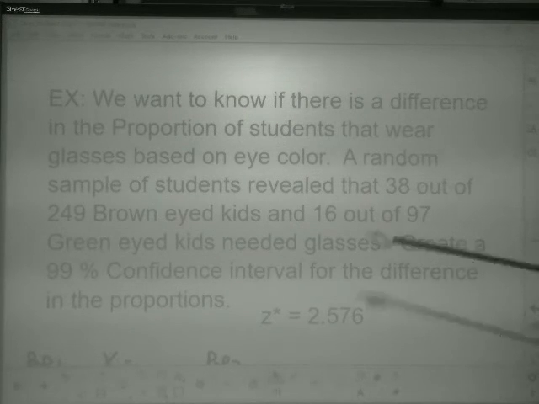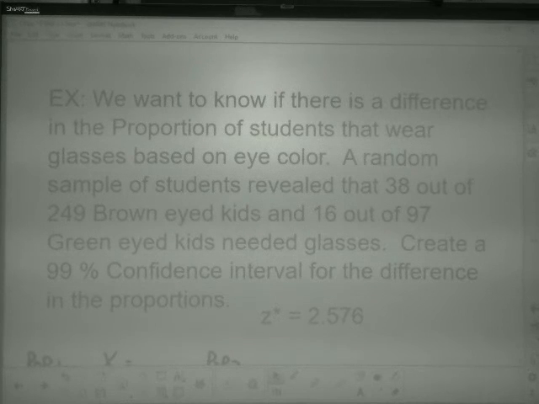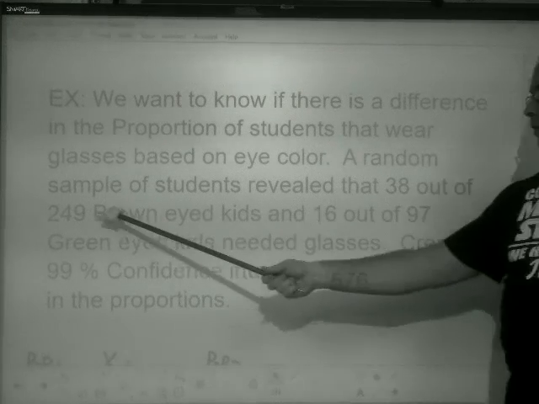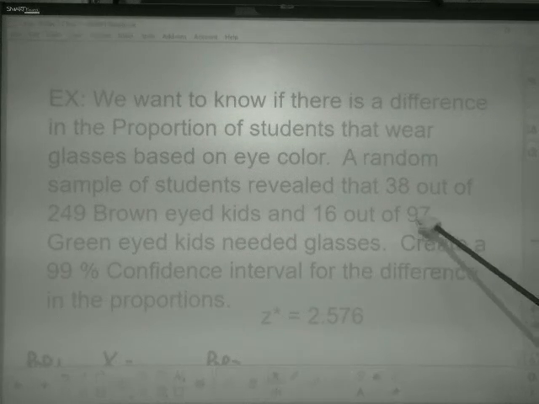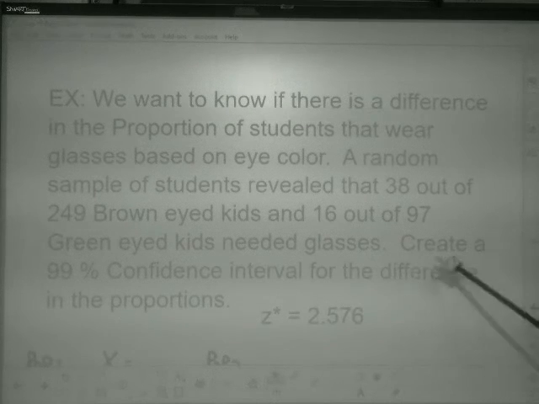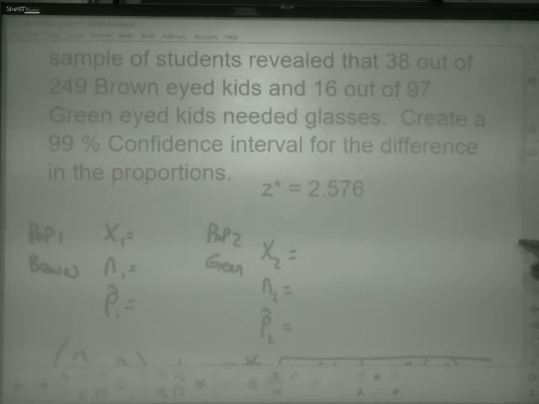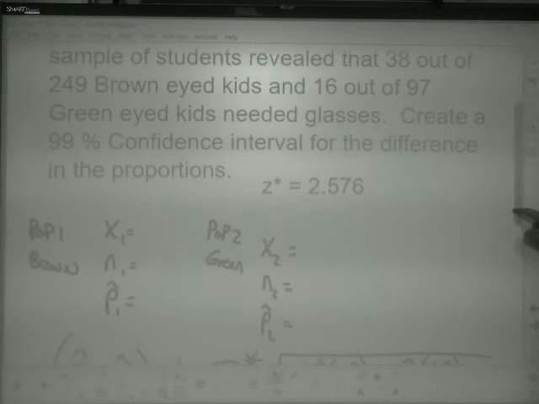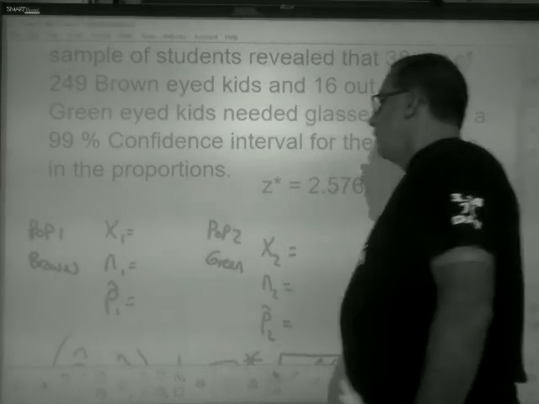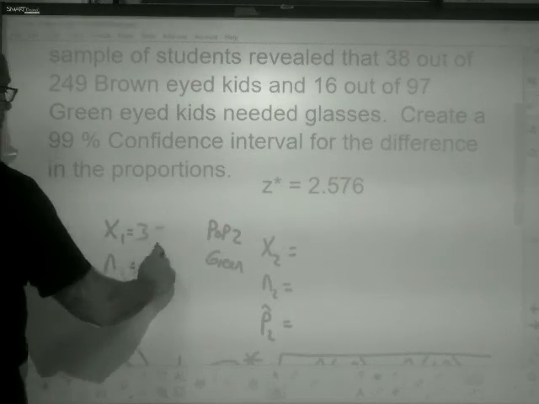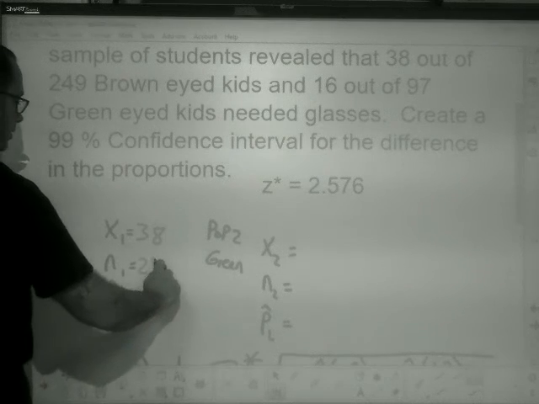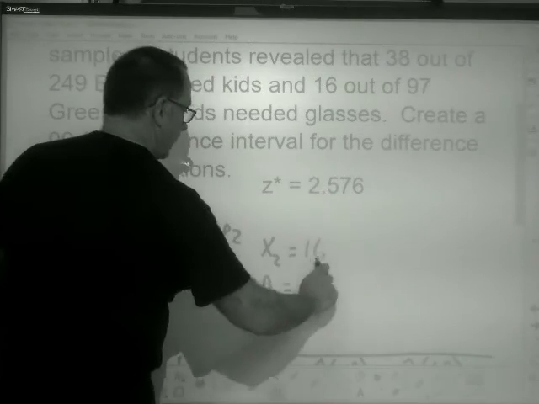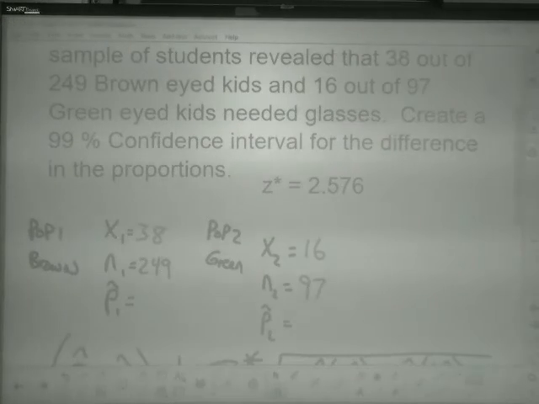So here's an example. We want to know if there's a difference in the proportion of students that wear glasses based on their eye color. Random sample of students revealed 38 out of 249 brown-eyed students and 16 out of 97 green-eyed students needed glasses, created 99% confidence interval. So, we're going to let population 1 be brown and population 2 be green. And so for the brown-eyed students, X is 38 out of 249. So there's X1 and N1. And 16 out of 97 for the green-eyed students.